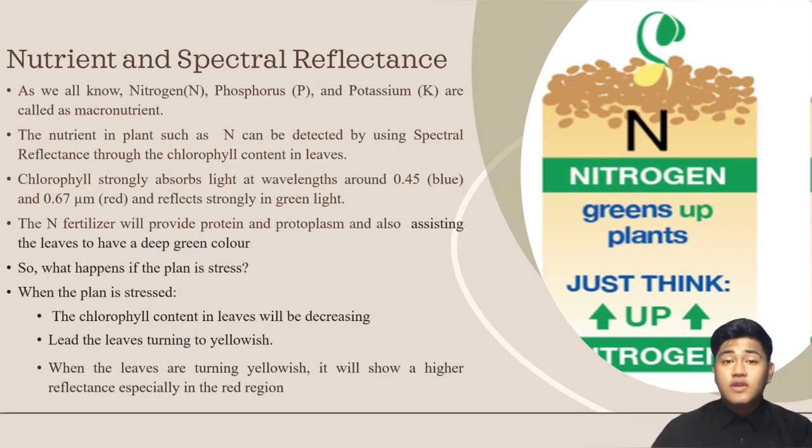If we give the nitrogen fertilizer to the crop, it will provide protein and protoplasm, which are used to improve growth and reproduction, and also assist the leaf to have a deep green color, especially in vegetables. So what happens if the plant is stressed? When the plant is stressed, the chlorophyll content in leaf will decrease, causing the leaf to have less chlorophyll absorption, which can lead the leaf to turn yellowish. When the leaf turns yellowish, it will show a higher reflectance, especially in the red region.